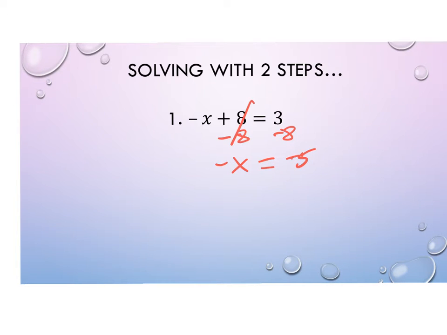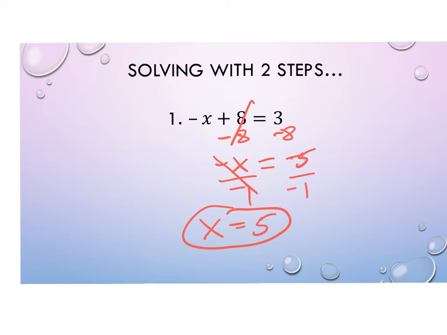Now, to get rid of the negative in front of the x, we have to divide by -1. That cancels out, and we get x equals, well, -5 divided by -1 is just 5. So we use the subtraction property of equality and the division property of equality to solve this problem. It took 2 steps.